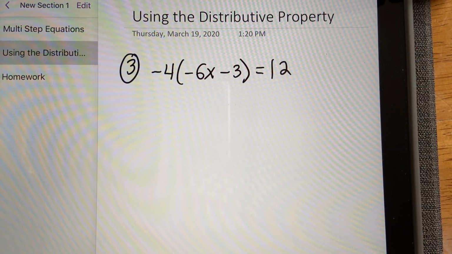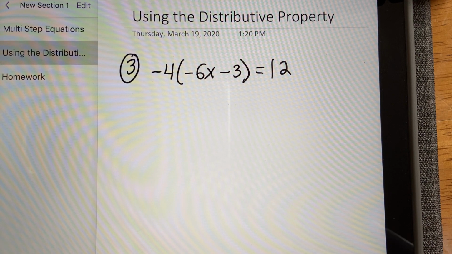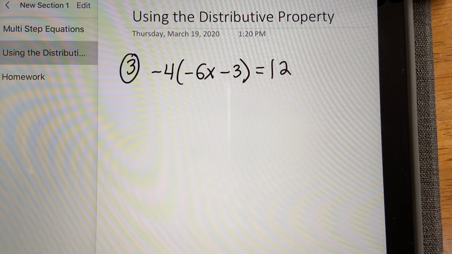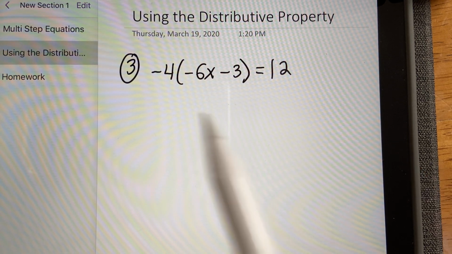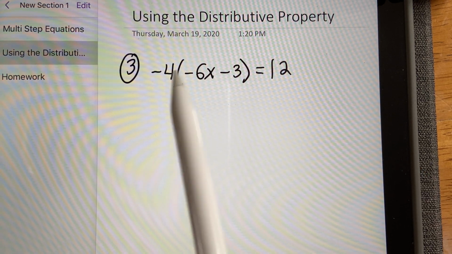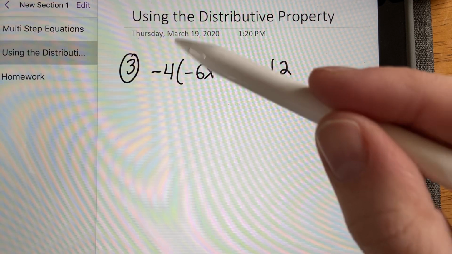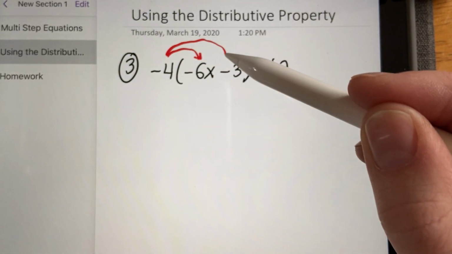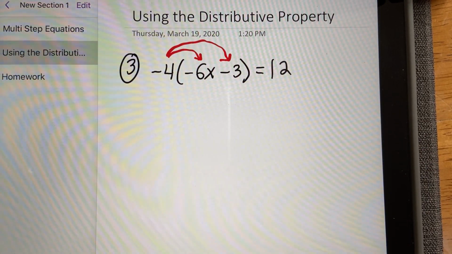The distributive property is used whenever there's parentheses involved in the equation. Whenever I need to distribute, I like to draw arrows from the number that's in front of the parentheses to the numbers that I'm multiplying inside of the parentheses. So that's negative 4 times negative 6x, and then negative 4 times negative 3.